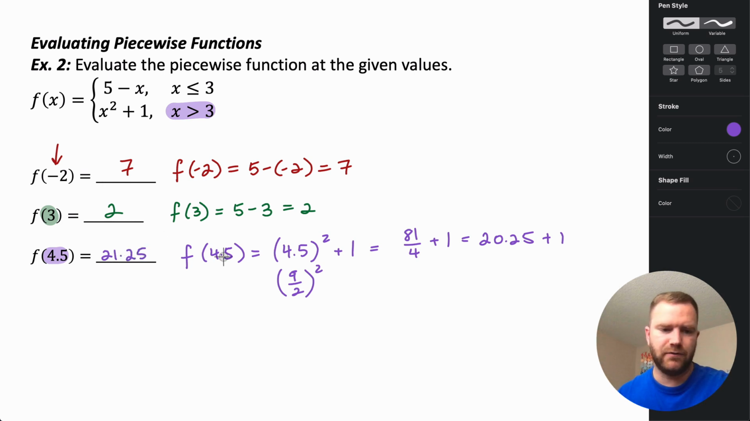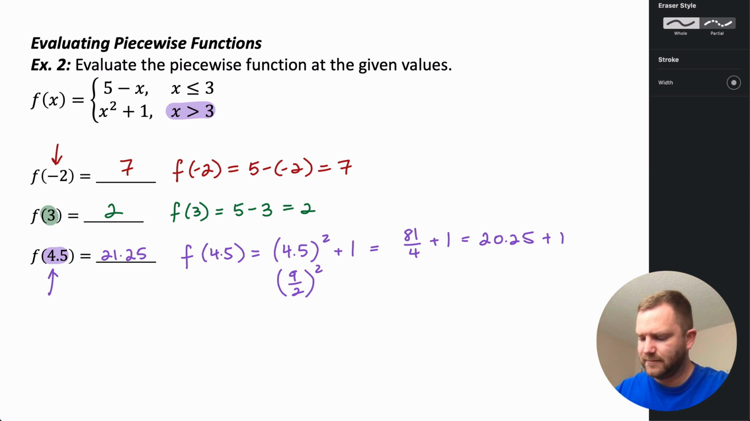And that would be how you evaluate. So if you're trying to evaluate piecewise functions, basically you look at the input and figure out which part of your function definition, which interval, it satisfies.